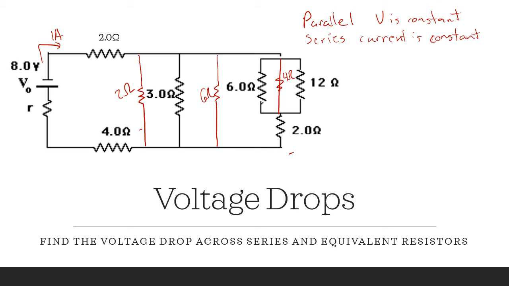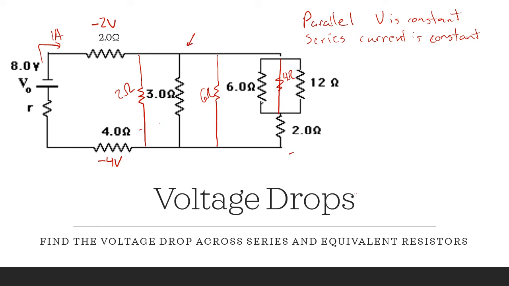So what we want to do first is we can just go 1 amp through this 2 ohm resistor. Okay, cool. We're going to drop 2 volts there. We know V equals IR. We also have 1 amp going through this 4 ohm resistor because it's in series. So we know we're going to drop 4 volts at that resistor. Okay, so those are 2 pretty easy steps. Now the question becomes, how do we deal with everything out to the right? So here's what we're going to do.